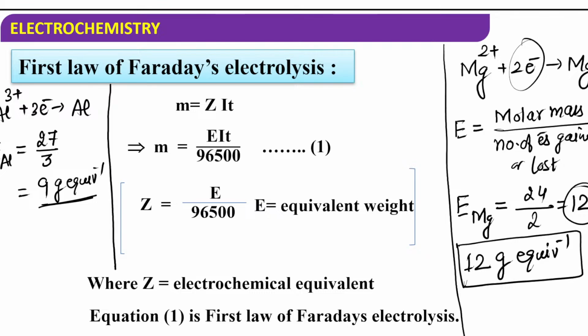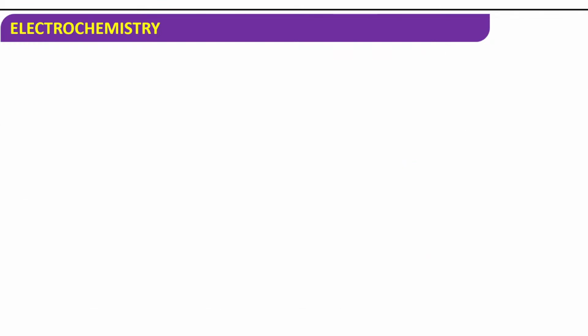That amount of the substance deposited or liberated at any electrode is equal to equivalent weight into current in ampere, time in seconds, divided by 96500. So this is the mathematical formula of the first law of electrolysis, Faraday's electrolysis.